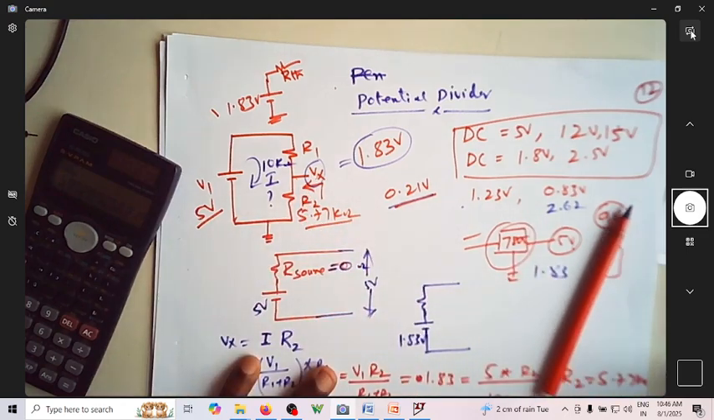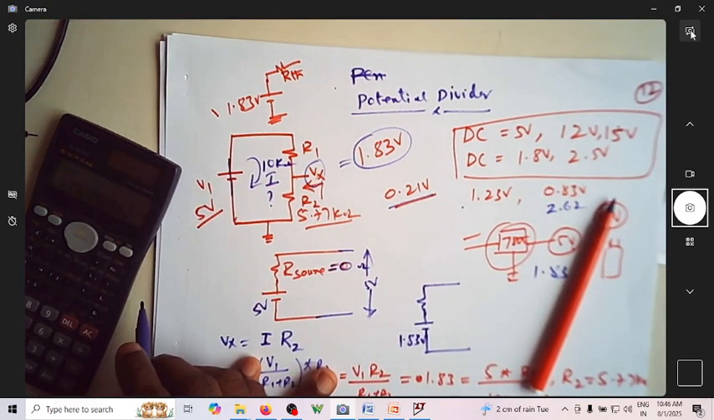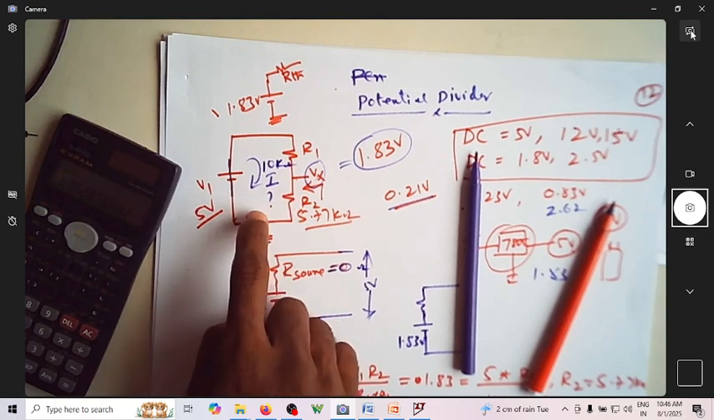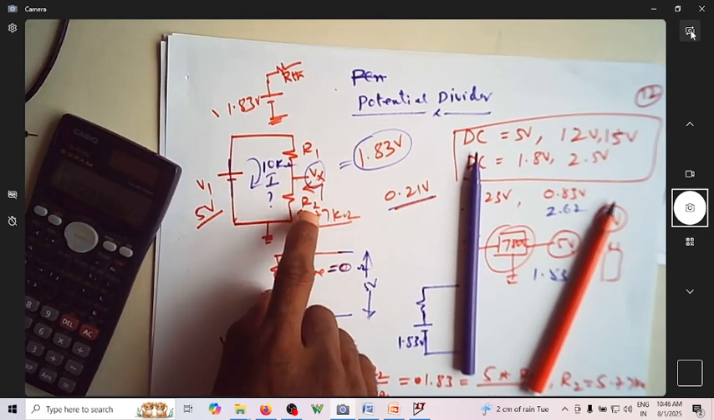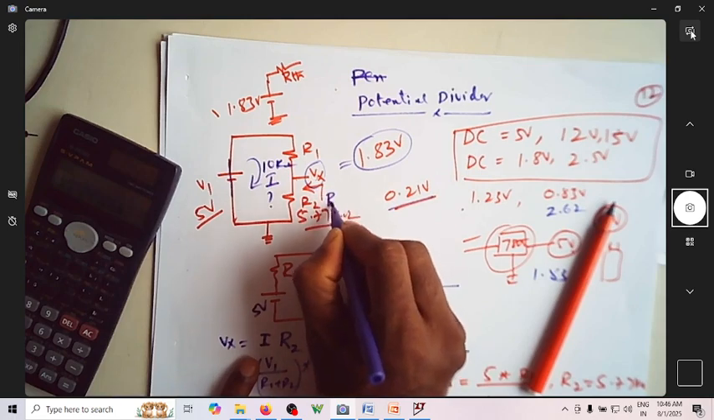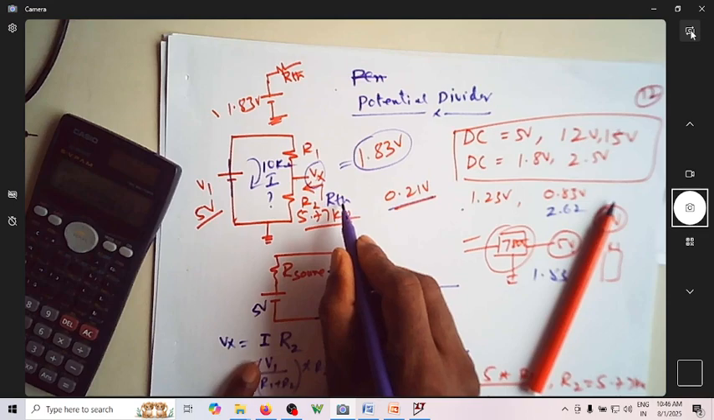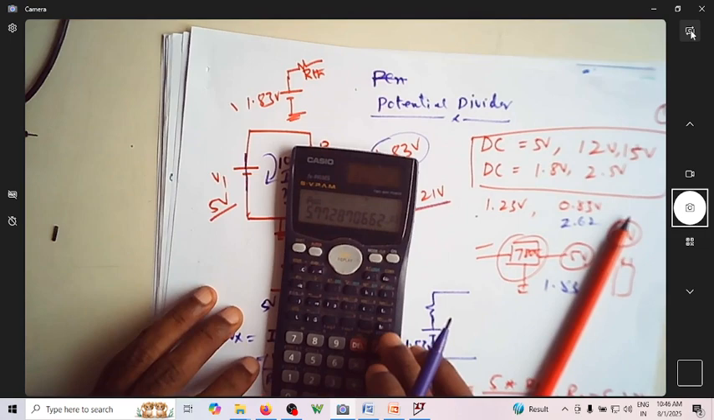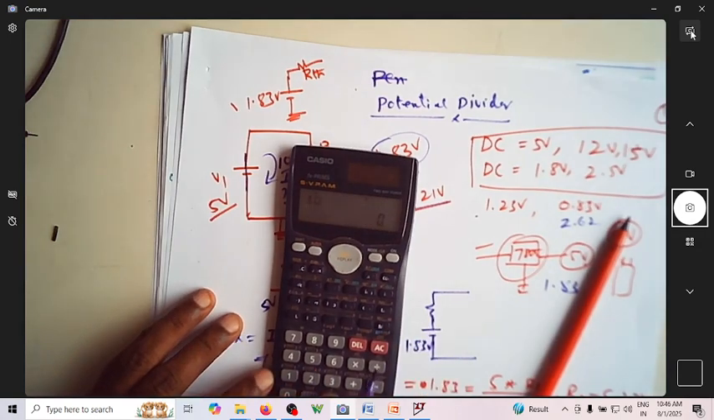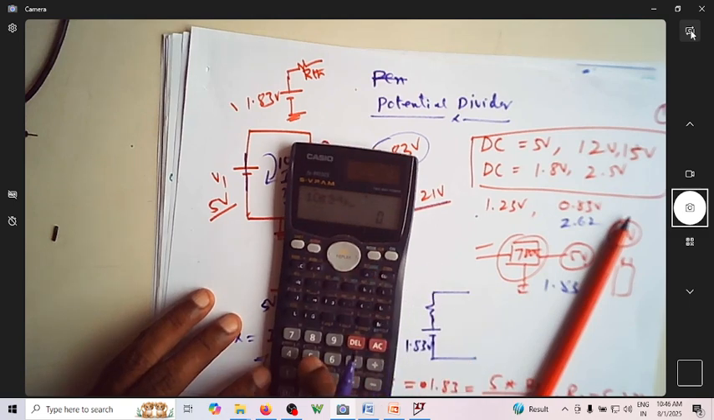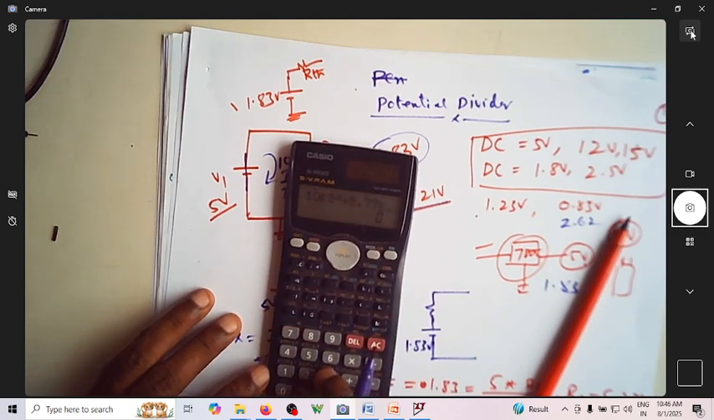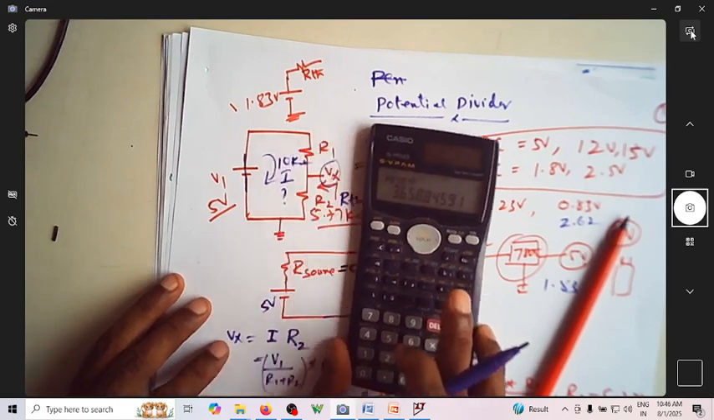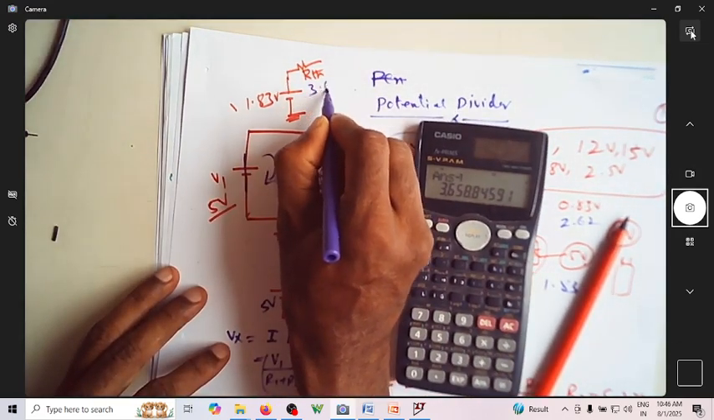To find R Thevenin, we know that we're going to short this source, and whenever I short, this R1 and R2 will come in parallel. The effective resistance is the R Thevenin. The resistance looking into this node is R Thevenin. So that is given by the parallel combination of R1 and R2, which is nothing but 10 exponential 3 inverse plus 5.77 exponential 3 inverse, and whole inverse. So it is now 3.65 kilo ohm.